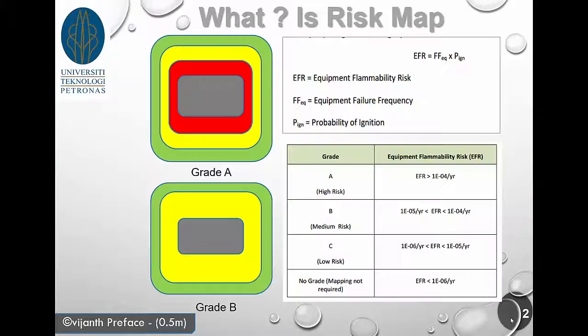So this is the equation, a very simple equation they use. Equipment flammability risk equals the equipment failure rate and the probability of ignition. And you can see the rating means highly flammable, moderately flammable, and so on. So the whole idea is when we did this.